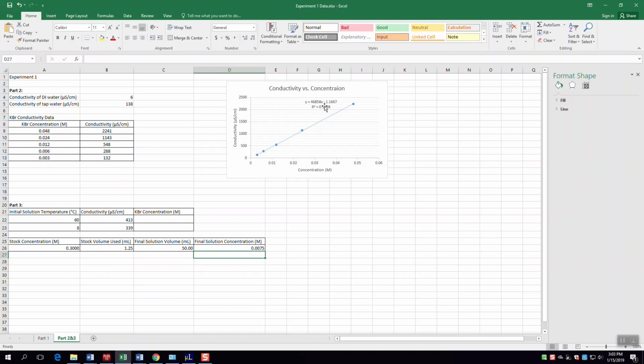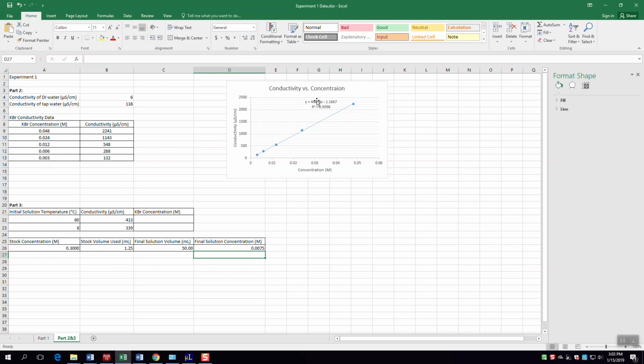Now if we use C1V1 equals C2V2, we can do this math. So first we want to take the initial concentration, multiply by the volume that we use, and then divide by the final volume. So it should be 0.0075 molar solution if we had used room temperature water.